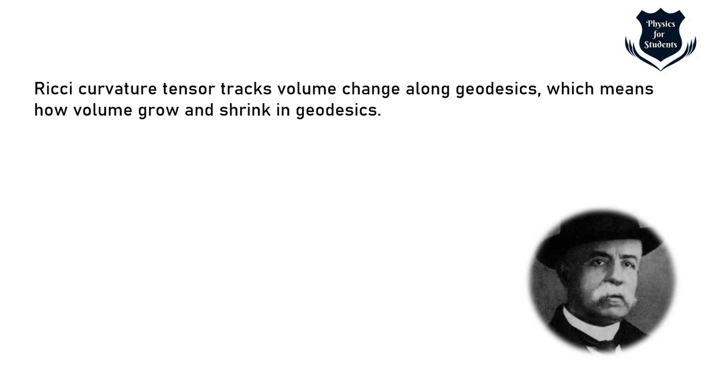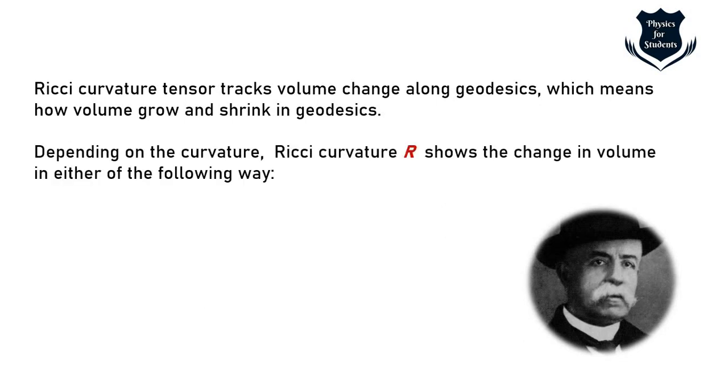So Ricci curvature actually tracks the volume change along geodesics, which means how volume grows and shrinks along geodesics. Depending on the curvature, the Ricci curvature, which is denoted by R, shows the change in volume in one of the following ways. What are the ways? It can be static, it can be growing, or it can be decreasing. So Ricci curvature actually tracks the volume change along the geodesics. So what do we mean by volume change? We have to take a step back and have a quick glimpse of what I'm trying to explain before we move into the actual part of the Ricci curvature tensor.